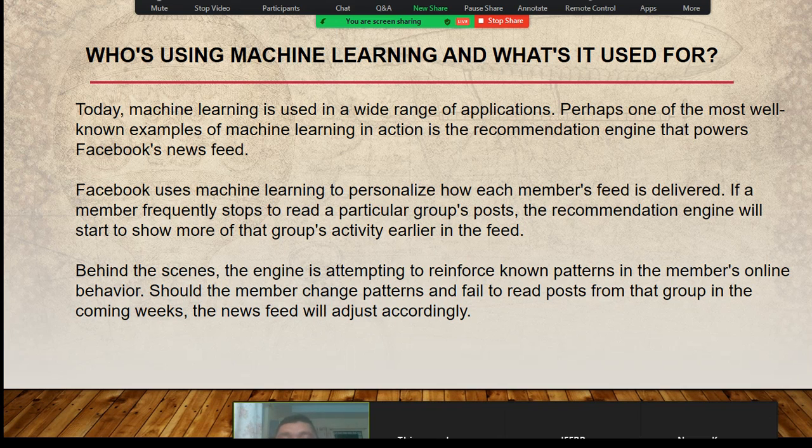Behind the scenes, the engine is attempting to reinforce known patterns in the member's online behavior. Should the member change patterns and fail to read posts from the group in the coming weeks, the news feed will adjust accordingly.